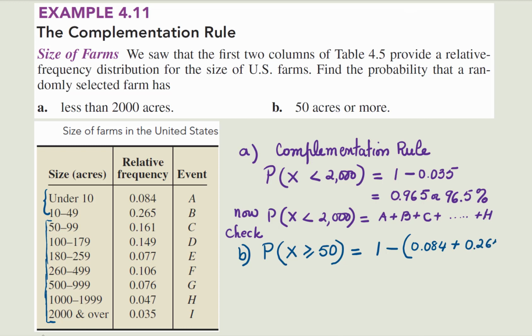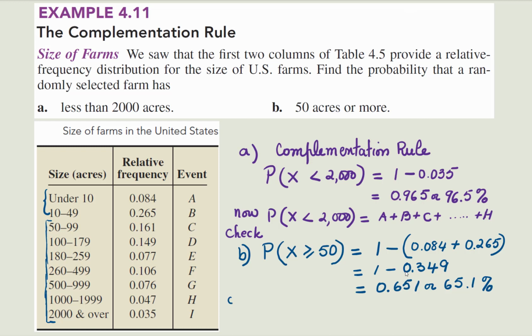And those two values are 0.084 and 0.265. So P of X greater than or equal to 50 is equal to 1 minus this sum, which is 0.349. And when we subtract, we get 0.651 or 65.1%.